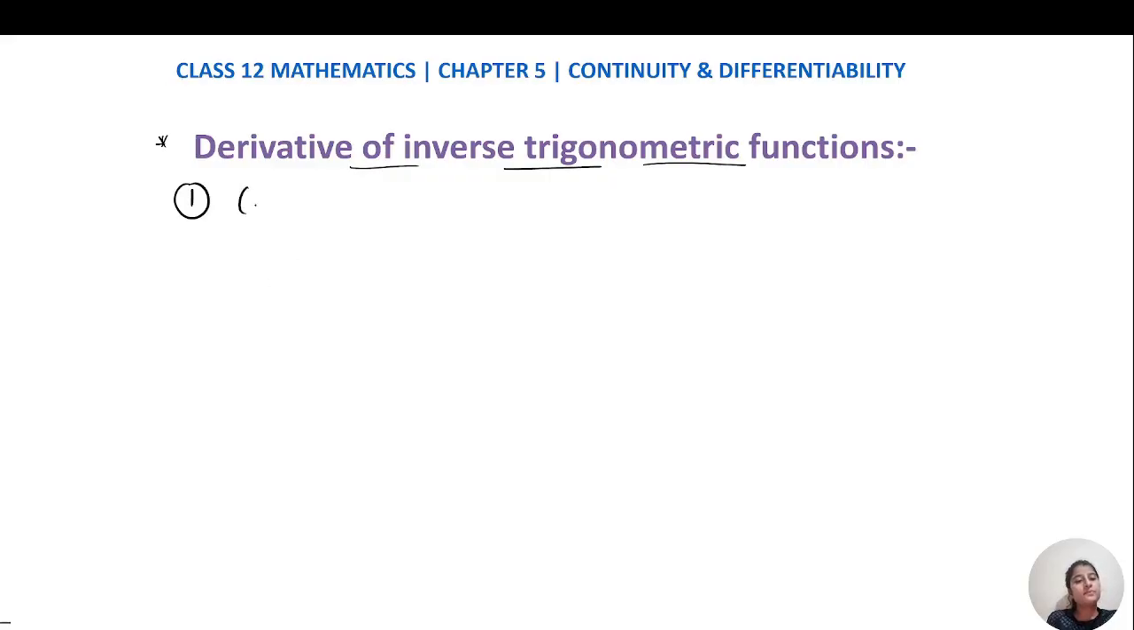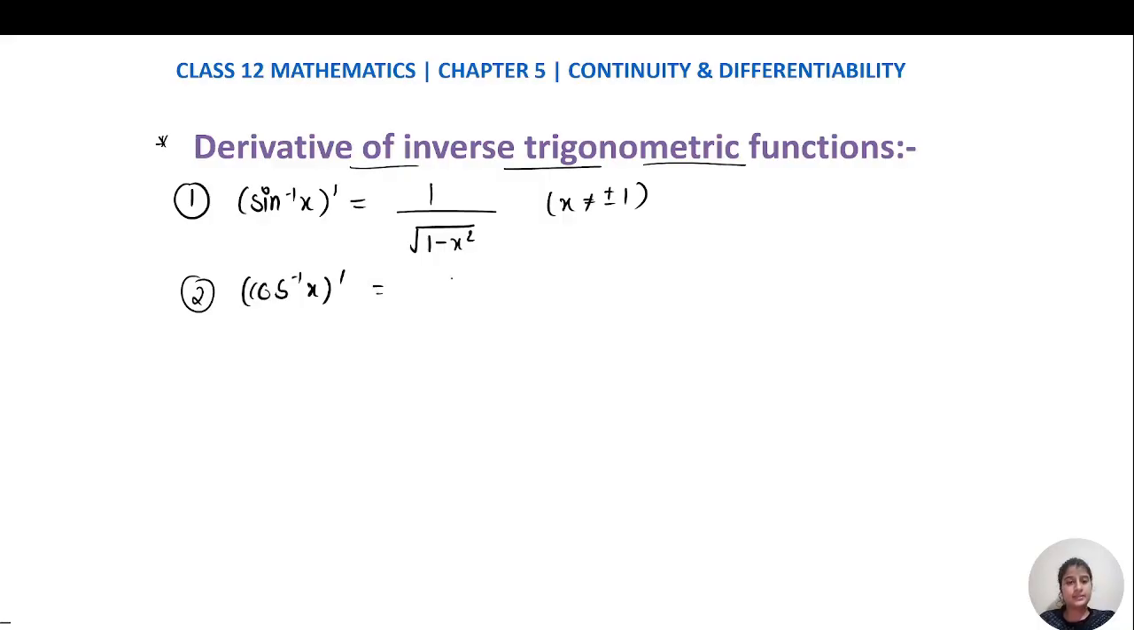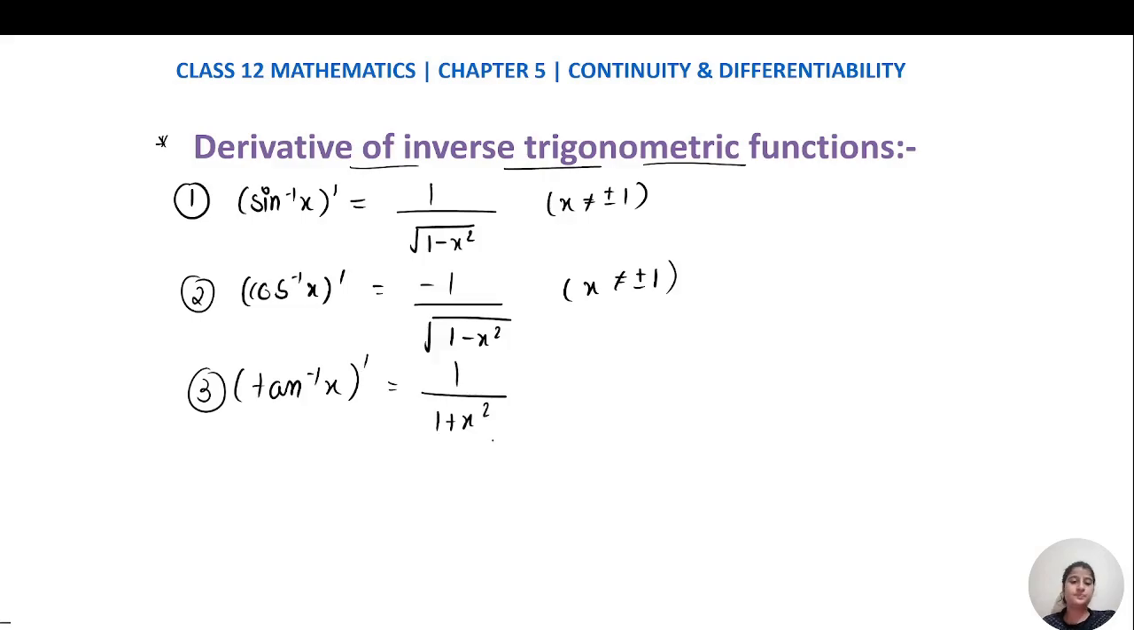What is the derivative of sine inverse of x? Its derivative is 1 upon root of 1 minus x square, where x is not equal to plus minus 1. The second one is the derivative of cos inverse of x. It is the same as sine, just change the sign, that is minus 1 upon root of 1 minus x square, where x is not equal to plus minus 1. These three are the important ones; if you know these you can easily find the others. The last one is the derivative of tan inverse of x, which is 1 upon 1 plus x square. These are the required derivatives of inverse functions.